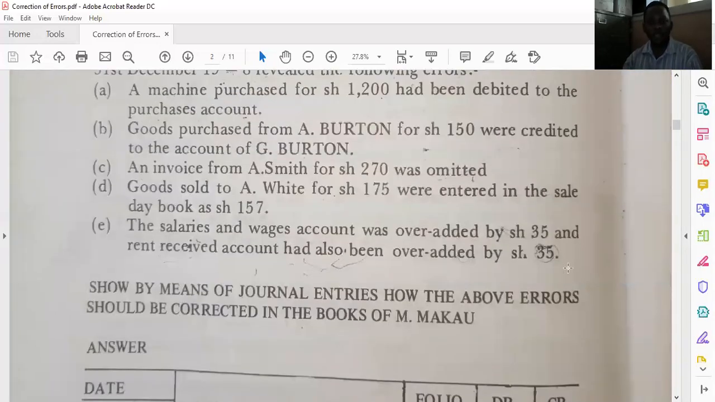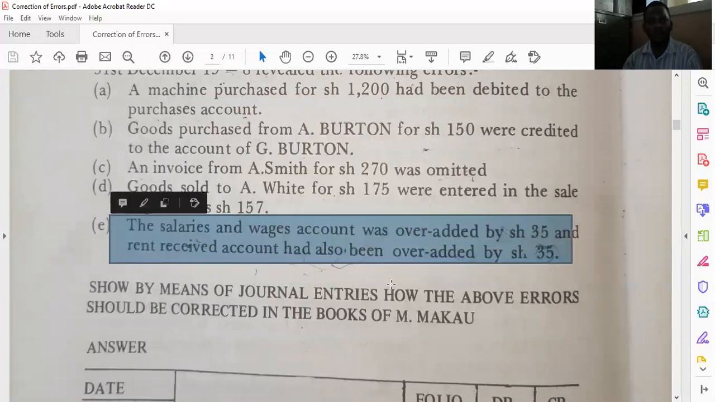Then move on to the last transaction. That is salaries and wages account were over added by 35 shillings and rent received account were also over added by 35 shillings. So this is a compensating error. Two unrelated errors that by coincidence have compensated each other. In this case, we have added salaries account by 35 and we also have added rent received by 35. Since this was an over addition, we need to deduct it. So salaries and wages account were debited by an excess of 35.